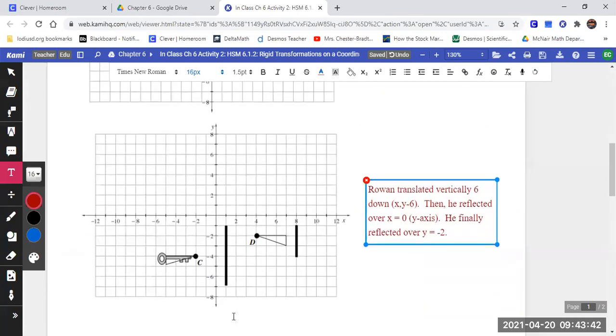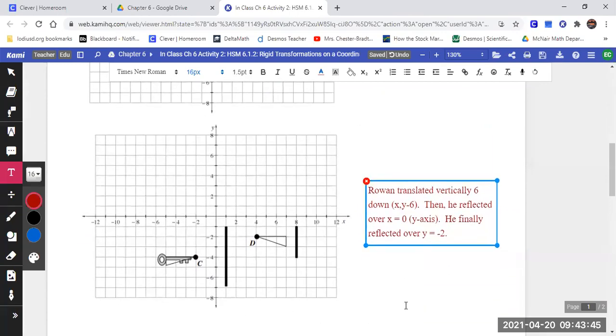Keep in mind how we have to get past it. We can't go through walls. We can't make parts of the key go through the walls. Okay. So what does Rowan need to do first to get from point C to point D? Could we reflect it?